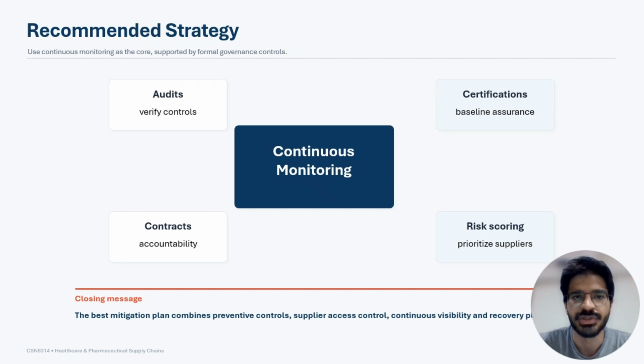Recommended strategy. The best strategy is a combined approach. Continuous monitoring should be the main method because supply chain risks can change quickly. However, it should be supported by audits, certifications, security contracts, and risk scoring. So this gives the organization real-time visibility as well as formal supplier accountability.